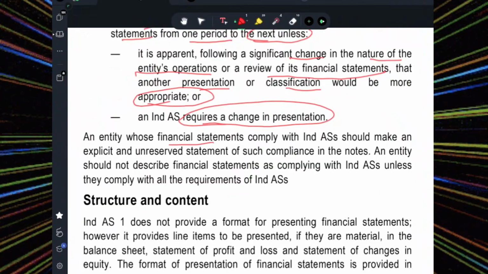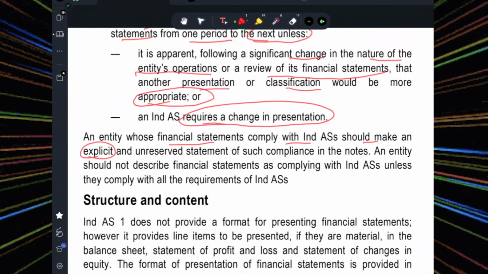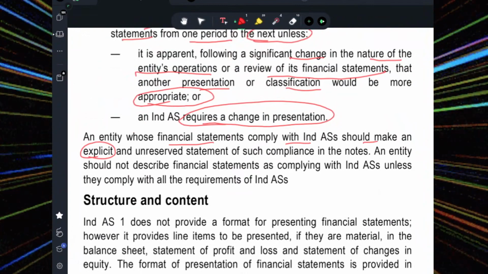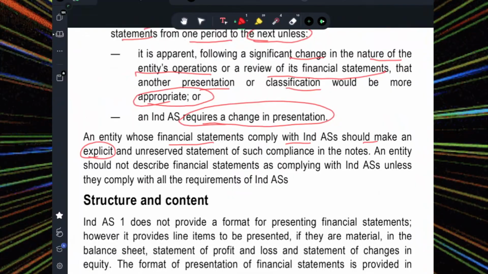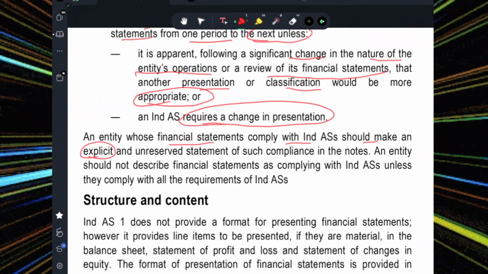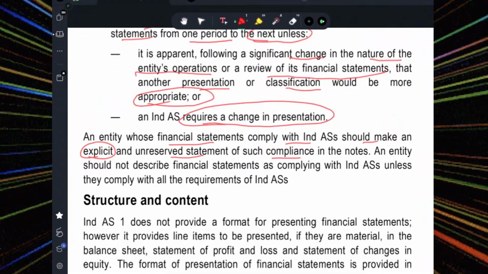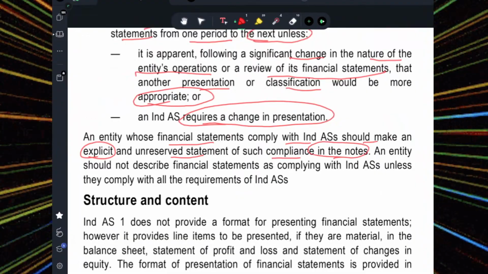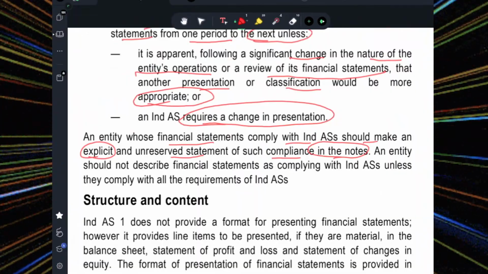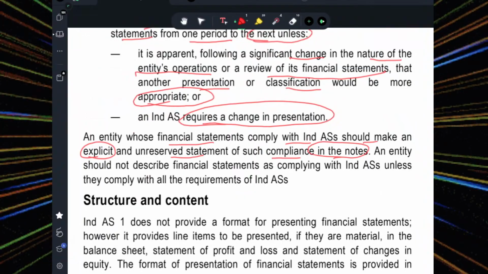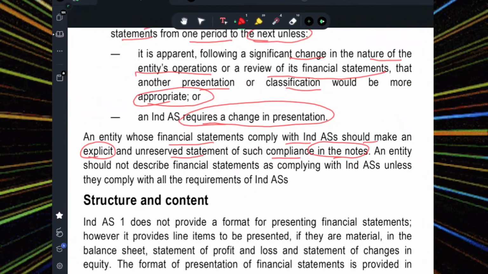An entity whose financial statements comply with Ind AS should make this explicit. It should be given separately, with an unreserved statement of compliance in the notes. It says that this is following Ind AS, or this is not following Ind AS. If Ind AS says you should follow, you should follow. There is no alternative option at all. You should say, we have complied with Ind AS, and in these places we have not complied. You should also give the reason for the non-compliance, and whether Ind AS is not giving the opportunity or management is not following it. That you should also state.